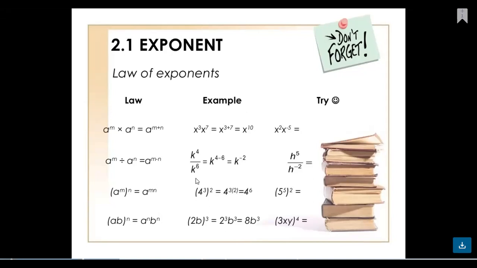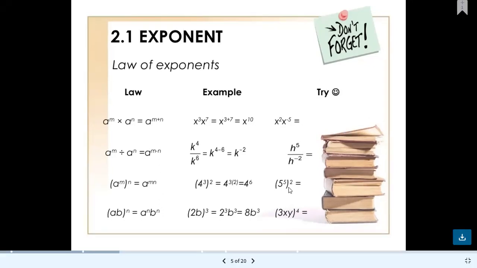Okay, so, for example, 4 cube raised to 2. Ayan, so 4 cube squared, parang ganon. So, ang magiging result na is we are going to multiply the 2 to the 3. Okay, so is equal to 4 raised to 2 multiplied by 3. So, magiging 4 raised to 6. Okay, so how about this one?